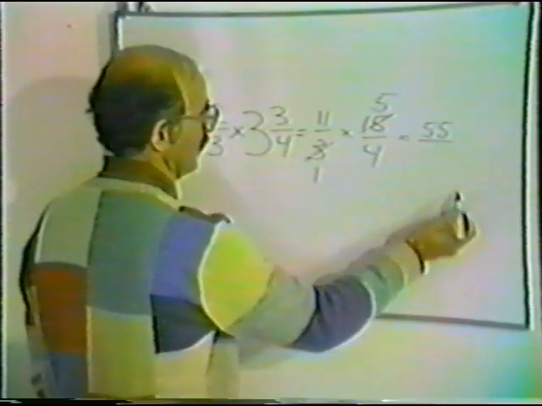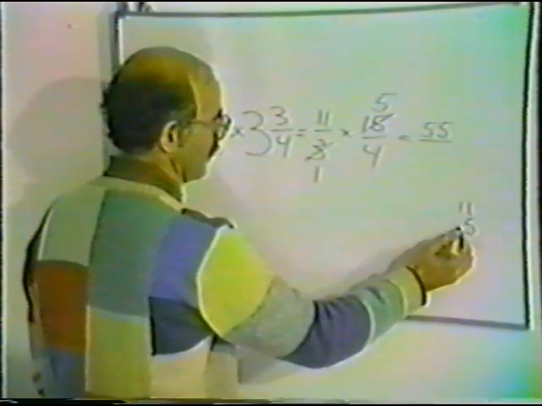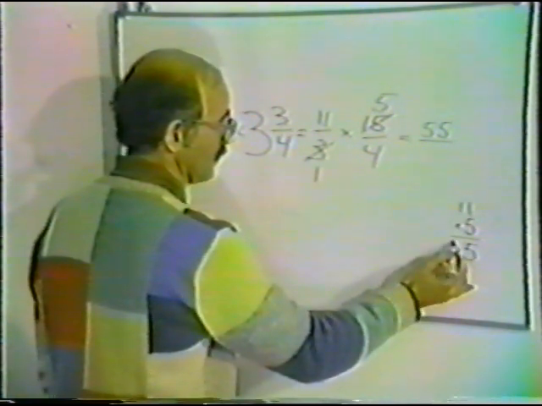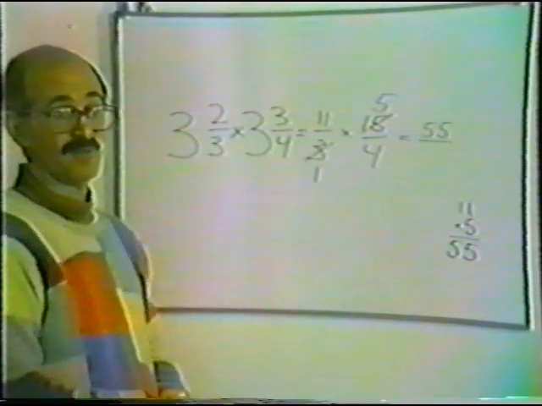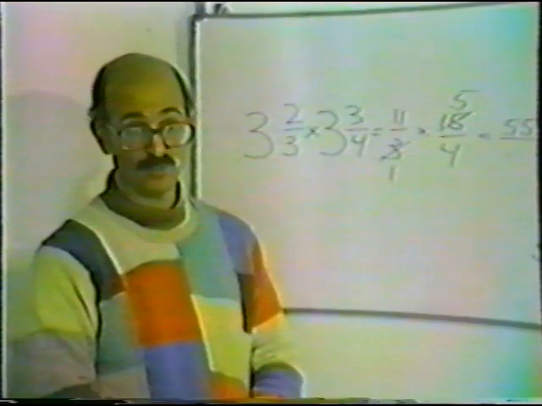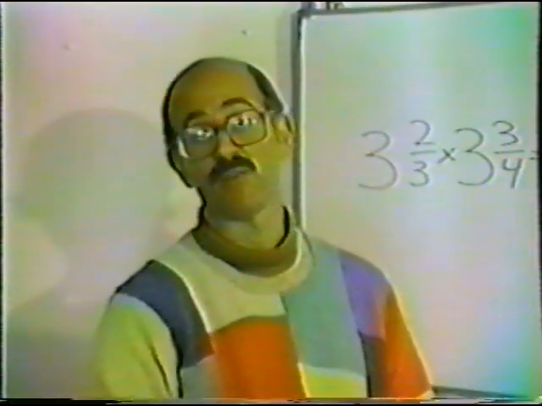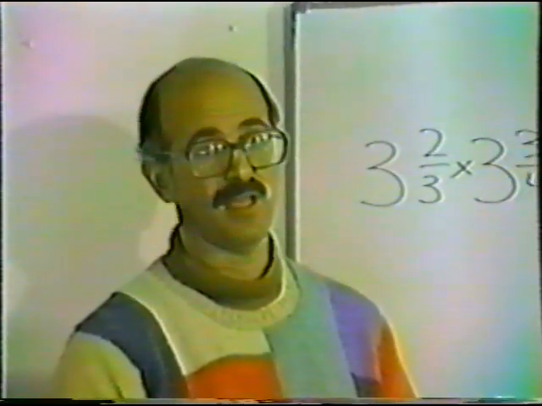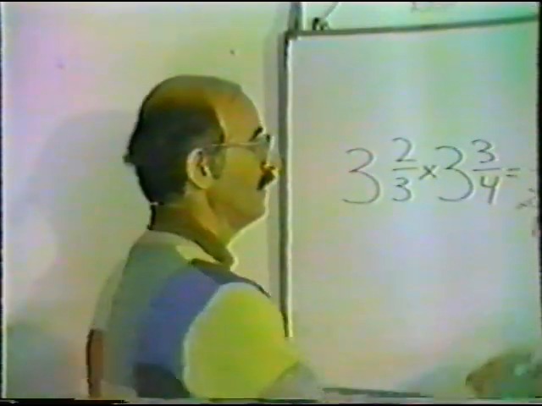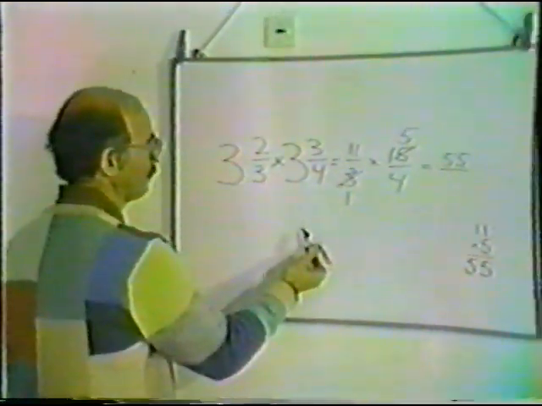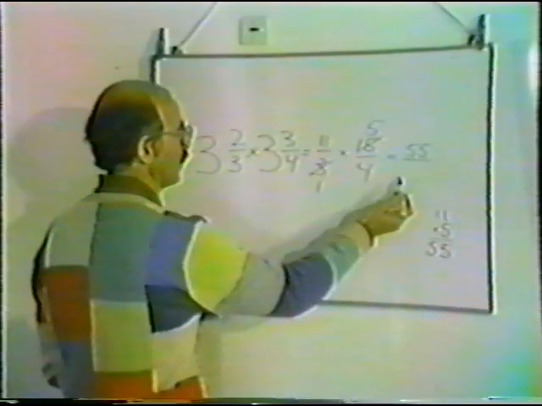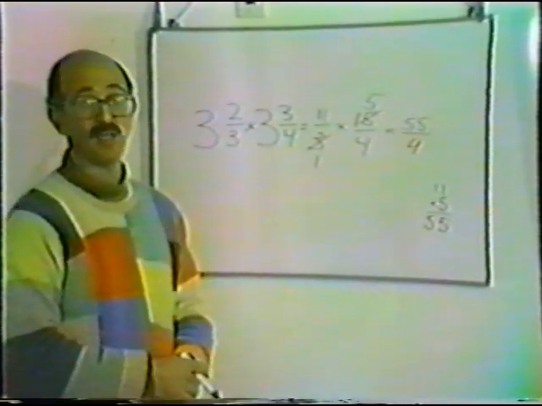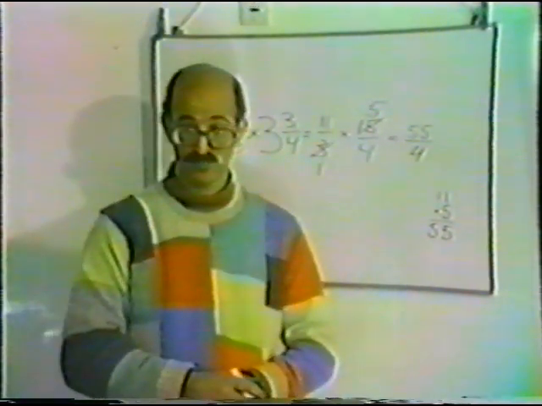55. Now, if you don't know your 11's table, you can just say 1 times 5 is 5, and 1 times 5 is 5. But the 11's table is very easy because it's 11, 22, 33, 44, 55, 66, 77, 88, 99, and then it changes a little bit. 55. 1 times 4 is? 4. Our answer is 55/4. Is it finished? No.